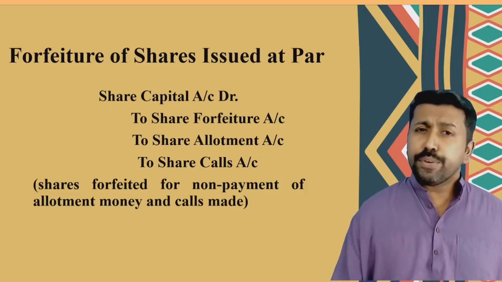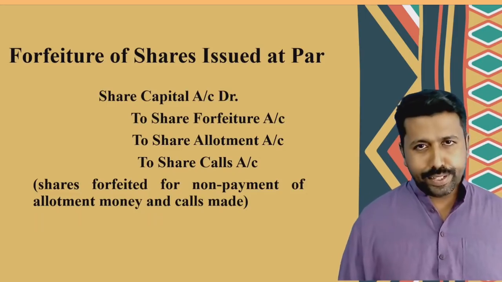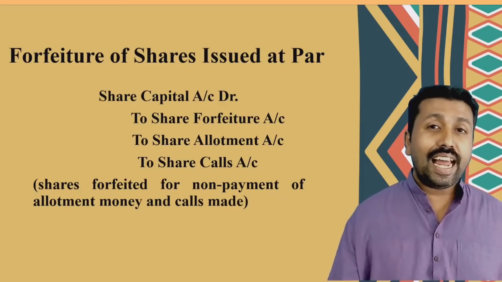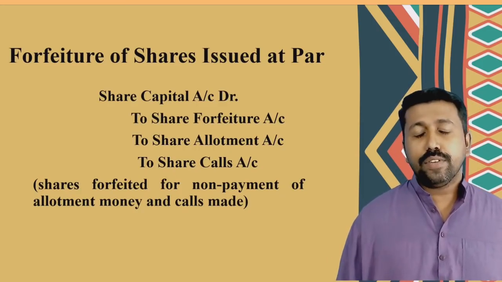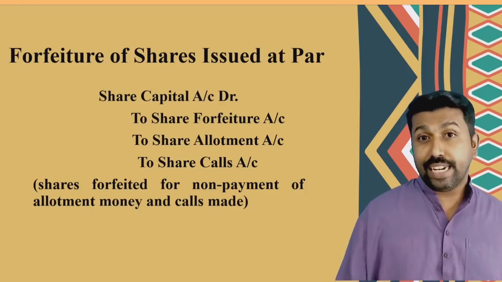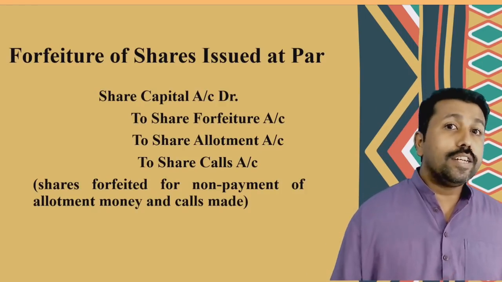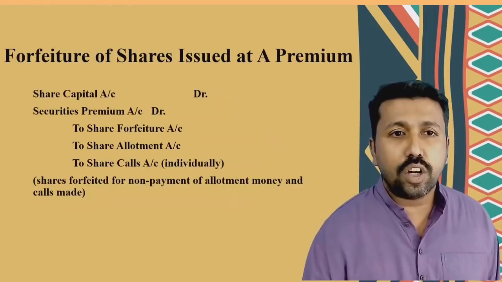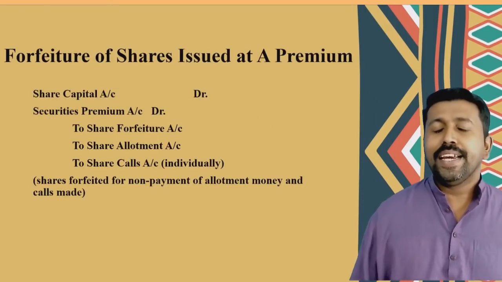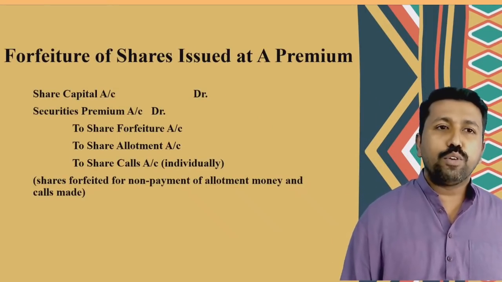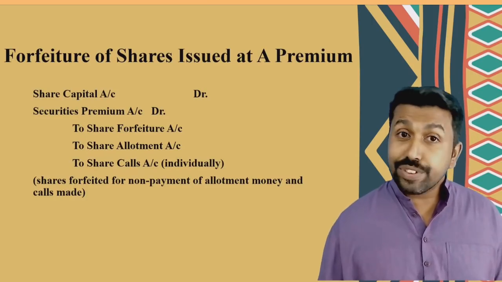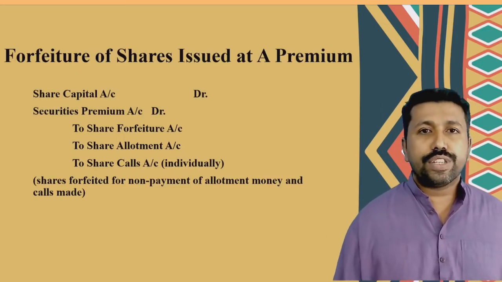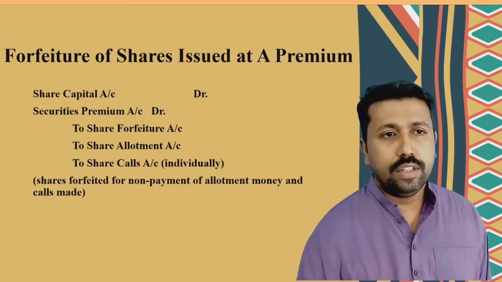At that moment, you have to keep in mind two important points. One is what is the face value of the share issued, and if there is any word like called up capital. If there is any word like called up capital, face value is 10, called up capital is 8, definitely number of shares into called up capital will come in the debit. And regarding another concept, if the shares are issued at a premium, at the time of cancellation also, we have to debit the premium amount. Please use this journal entry: share capital account debtor, securities premium reserve account debtor, to share forfeiture, to share allotment, to share calls. So very important area.